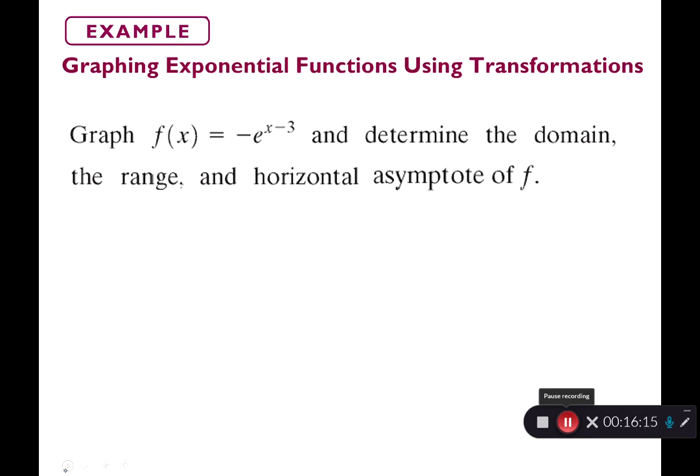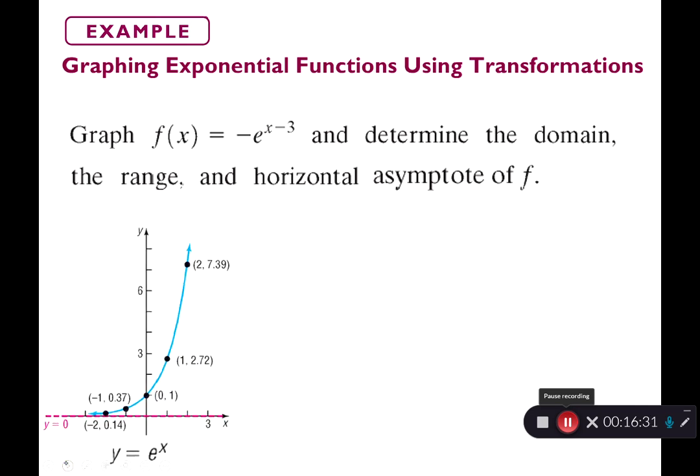Now let's take a look at the next problem. The graph f of x equals -e to the x minus 3 power. Determine the domain, range, and horizontal asymptote. All right, so again, I'm going to give you the parent graph. Now the reason I'm giving you the parent graph is that e is not a whole number, so notice I labeled some points. I'd love for you to pause the graph and take a stroke at utilizing transformations in an effort to make the new graph.